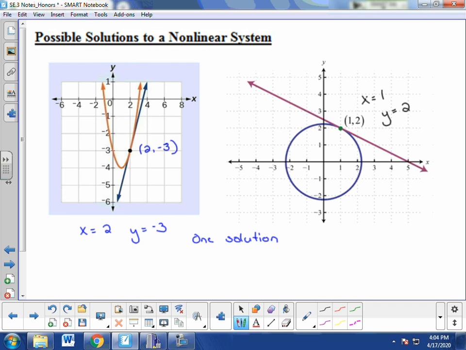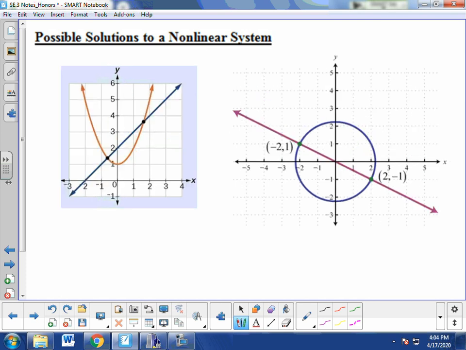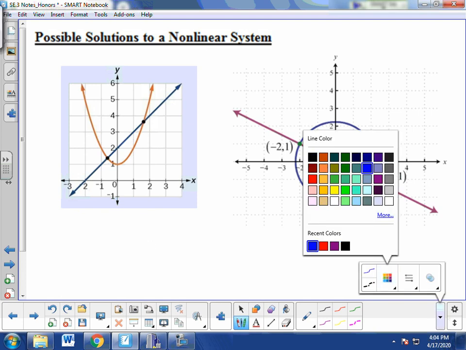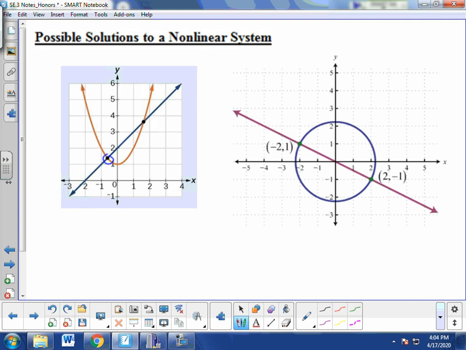Now, where nonlinear systems differ from linear systems is when we have solutions, there can be more than one solution. It doesn't have to be no solution, one solution, or all solutions. So take a look at these two examples. Again, we're dealing with a parabola and a line on the left, and a circle and a line on the right. In each of these two examples, we may look at the graphs and notice that they intersect in two locations. So in both of these cases, there are going to be two solutions.